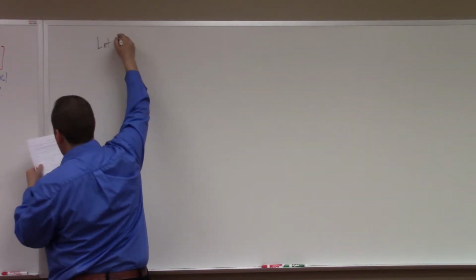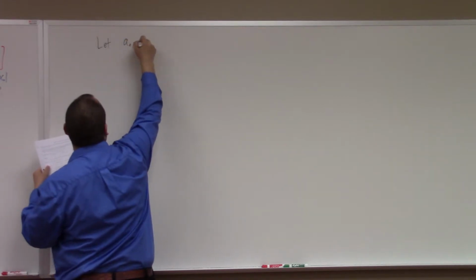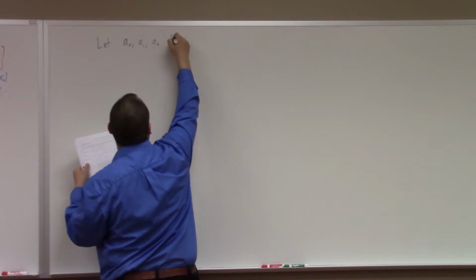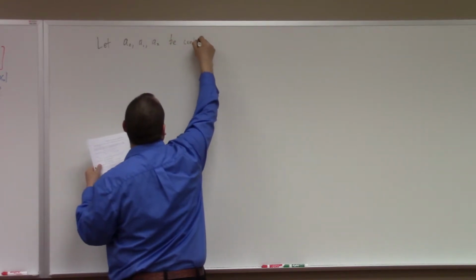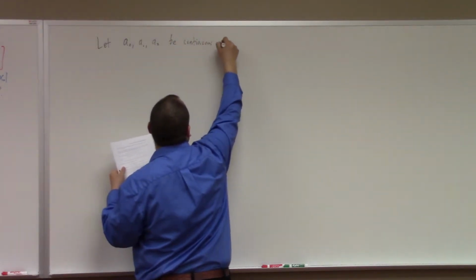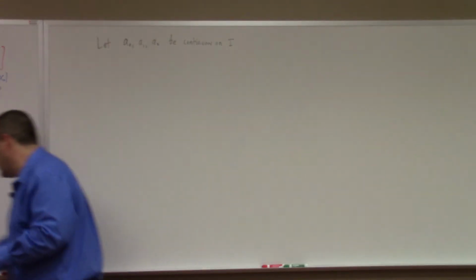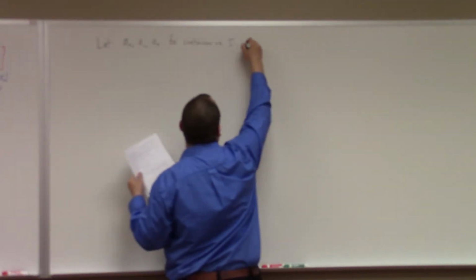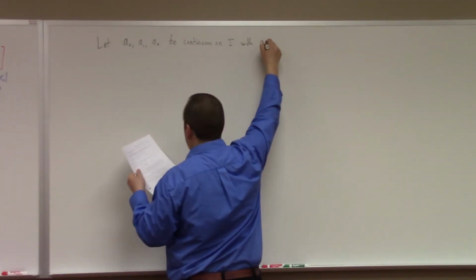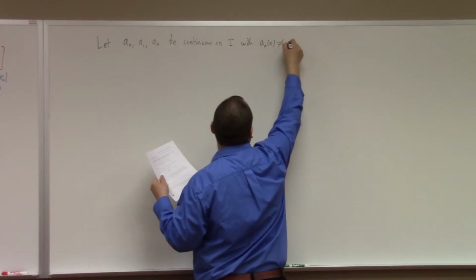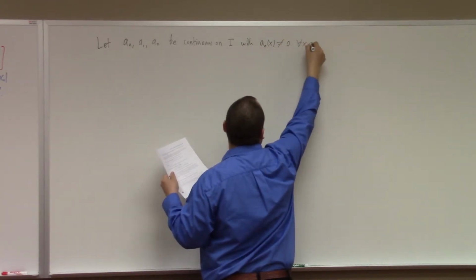Let A0, A1, A2 be continuous on I, with A0 of x not equal to 0 for all x in I.